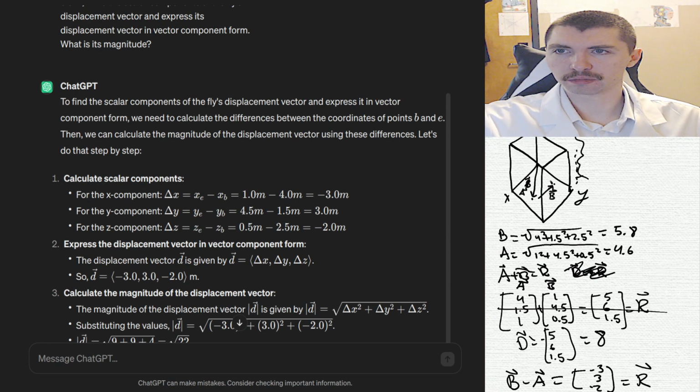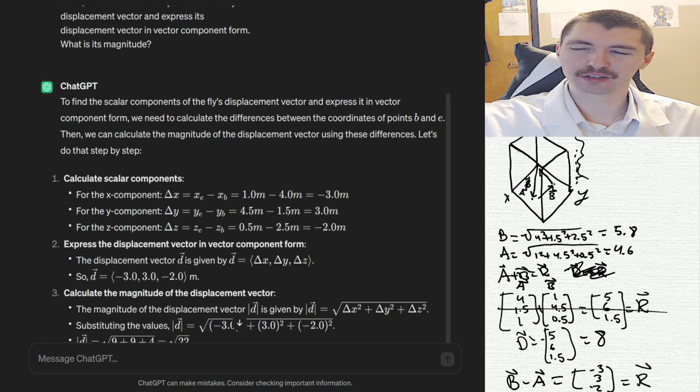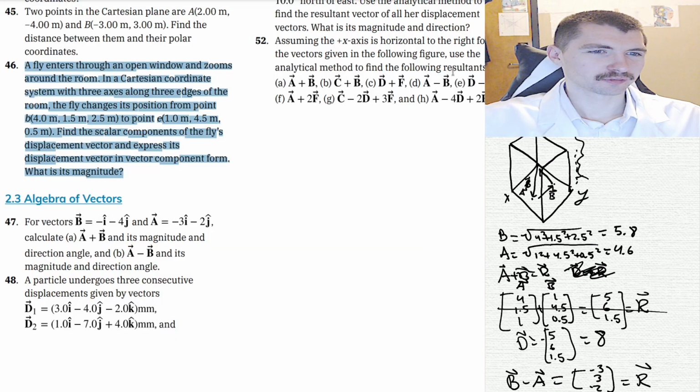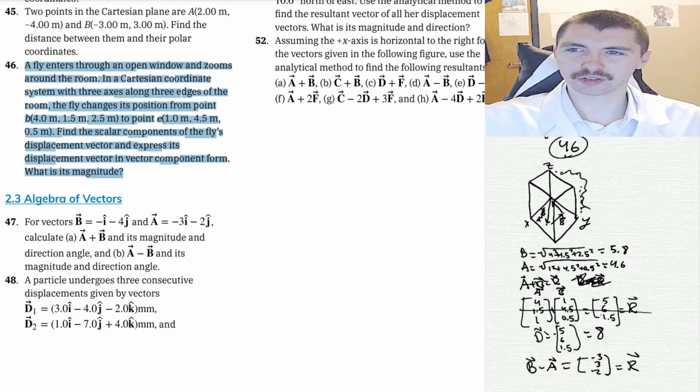So the displacement, I don't know why, but I just have trouble finding like B minus A. Like how do you see that from this? So I don't know if that'll improve. Okay.